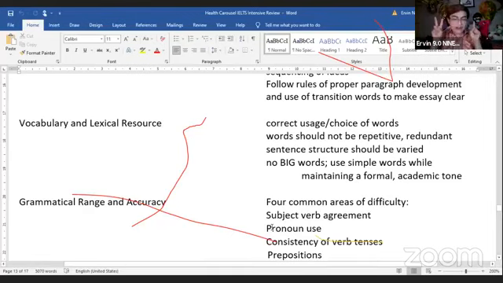FYI, the reason why a lot of candidates do not get a grade of 7 in writing is not because of writing task 2, it's actually because of writing task 1. Writing task 1 is the one pulling us down. Come to think of it, when you were in school, how many times did you come up with an essay? Quite a lot of times, right?